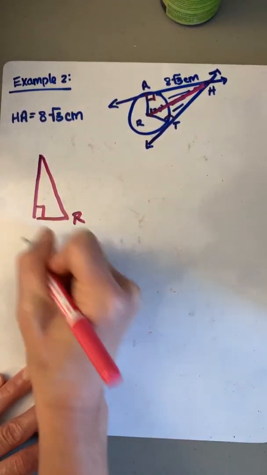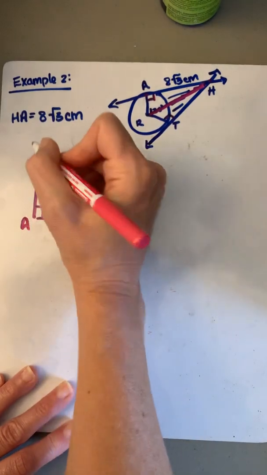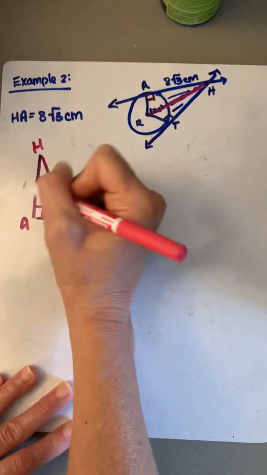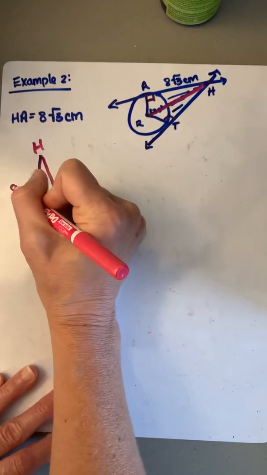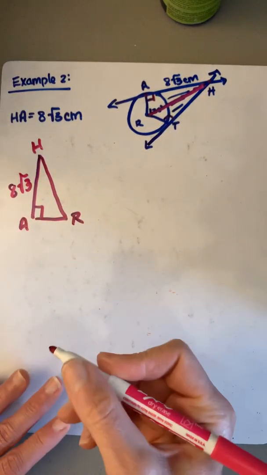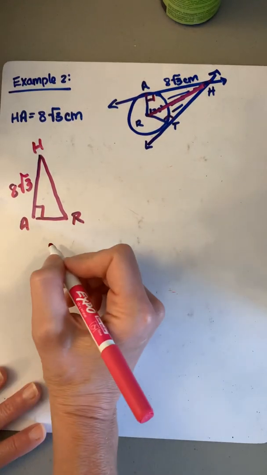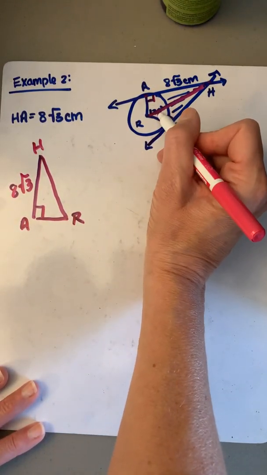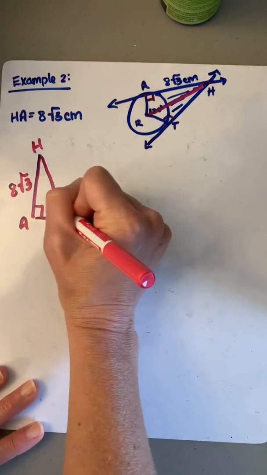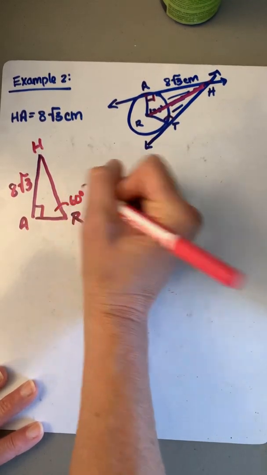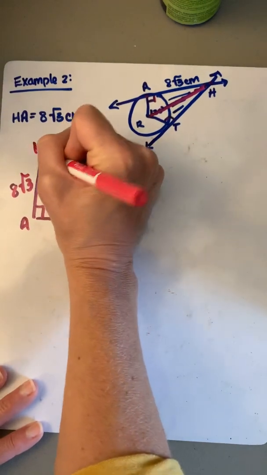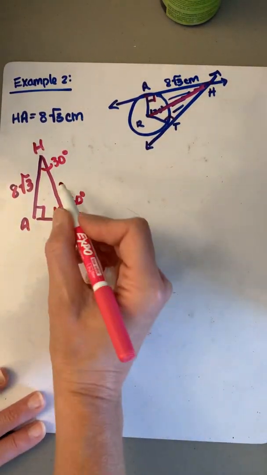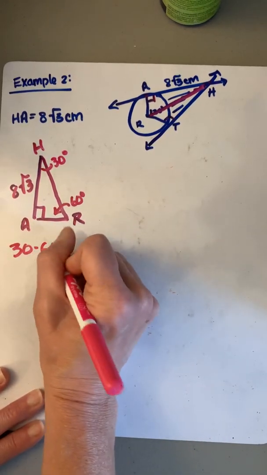So we have R, A, H, and I know HA is 8 times the square root of 3. And because I bisected this angle, the 120 degrees, that means that angle R is 60 degrees, and so angle H is 30 degrees. Now think about what we remember about 30, 60, 90 triangles.